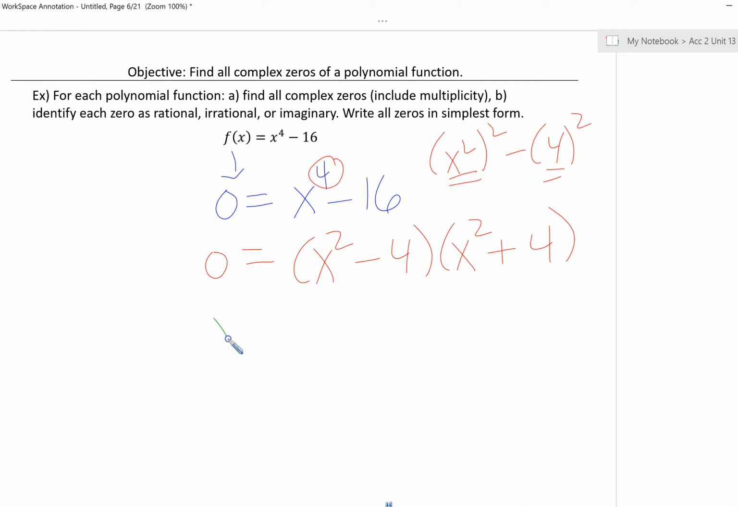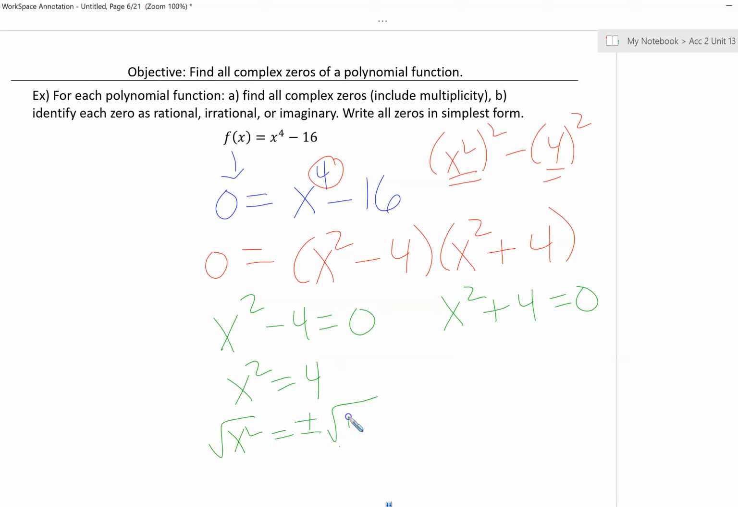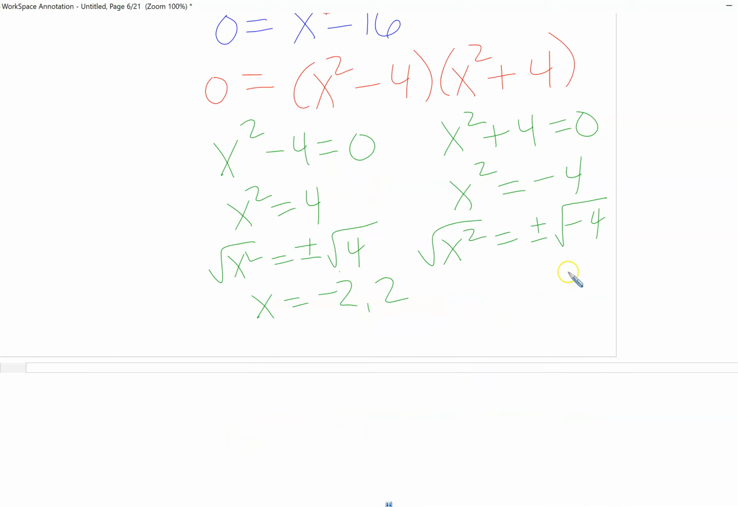So I'm going to use my zero product property: x squared minus 4 equals 0, or x squared plus 4 equals 0. For the first one, adding 4 gives me x squared equals 4. Taking the square root of both sides gives me plus or minus the square root of 4, which gives me x equals -2 or +2. For the other one, I subtract 4 from both sides, so I get x squared equals -4. Taking the square root gives me plus or minus the square root of -4, and that is imaginary. That's the square root of 4 times the square root of -1, so that gives me -2i and +2i for those values.